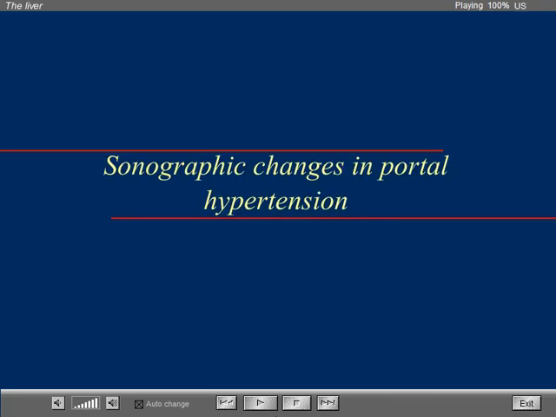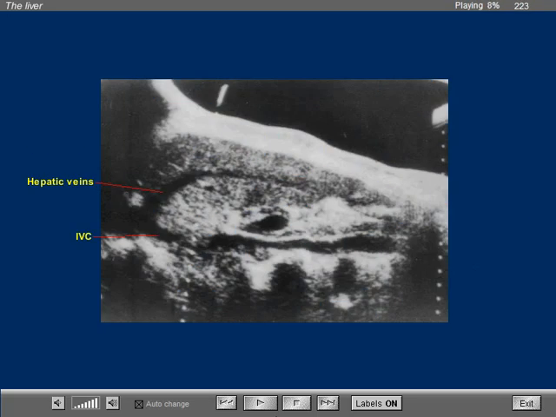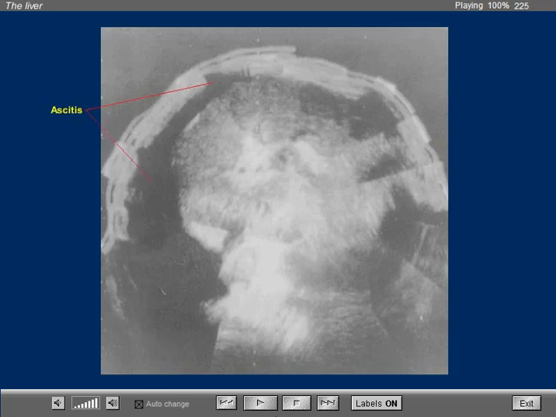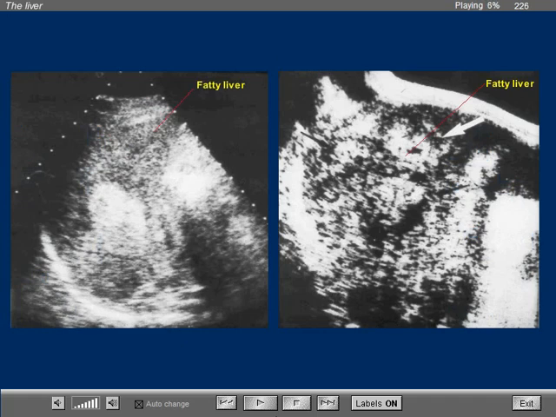Sonography of the liver may reveal not only the presence of portal hypertension, but the cause of portal hypertension. This is a sagittal sonogram which shows a normal anatomical relationship between the hepatic veins and the inferior vena cava. This patient had invasion of the hepatic veins by a hepatoma. Here we can see the presence of ascites. These two cases show different echographic patterns that can be seen with fatty infiltration of the liver.